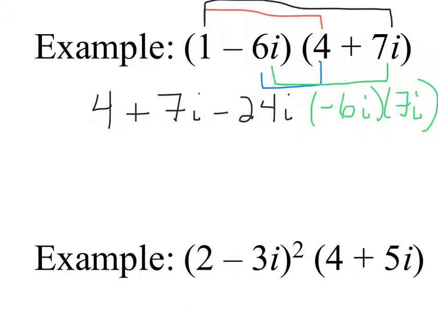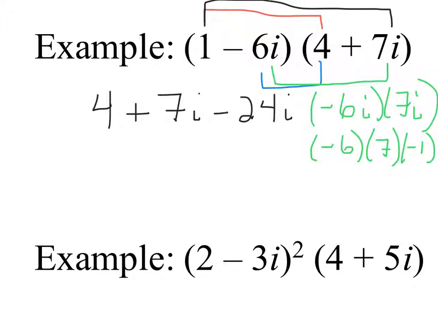So I'm going to be really careful here because when I multiply these two i's together, I get i squared. If you don't remember what i squared is, look back at that chart on the previous page. i squared is negative 1. So what we end up with here is really a negative 6 times 7 times a negative 1.